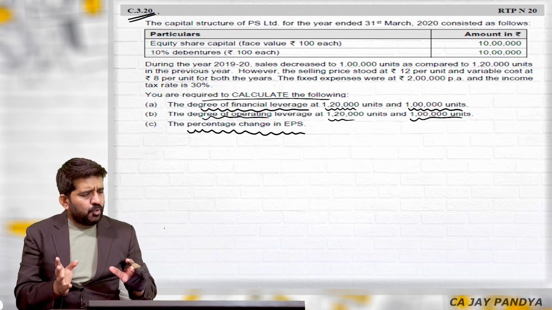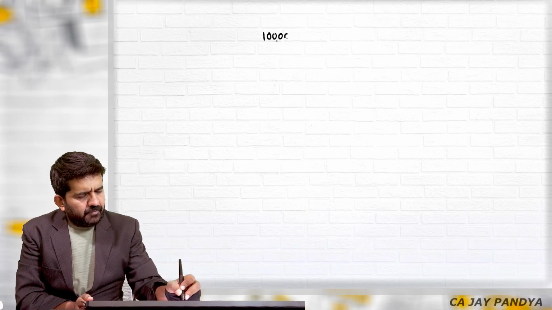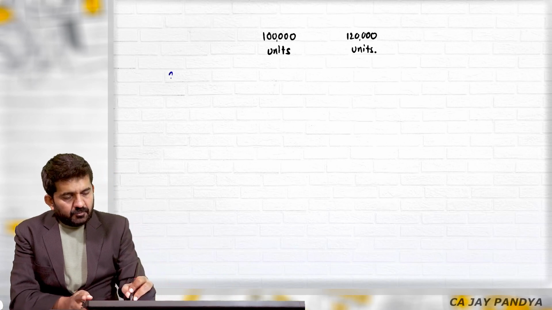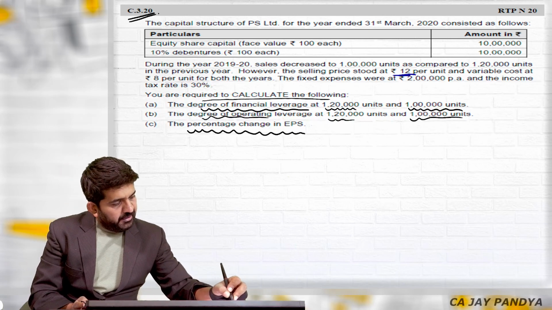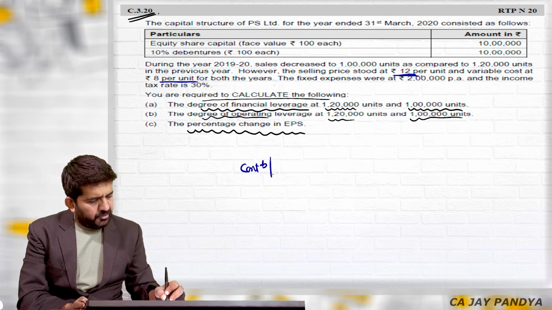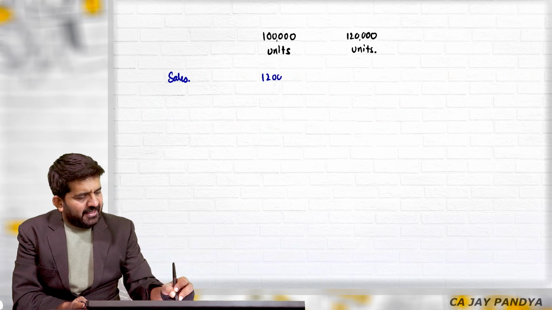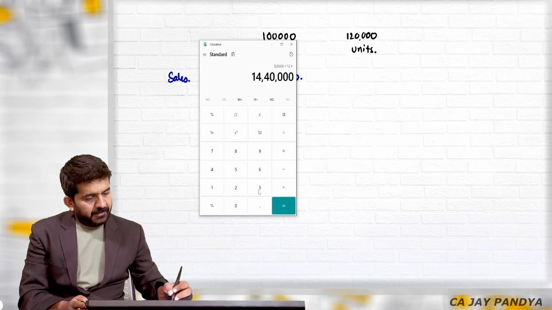So we will do both simultaneously and then we will compare EPS in both the cases. So 1,20,000 units and 1 lakh units. Let me do this. 1 lakh units, 1,20,000. What will be sales in 1 lakh units? 1 lakh into 12. What is variable cost? 8. Can I write down contribution per unit? Let me do this. 1 lakh into 12 is 12 lakhs. 1,20,000 into 12 is 14,40,000.